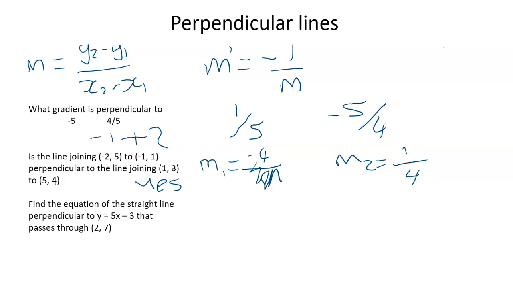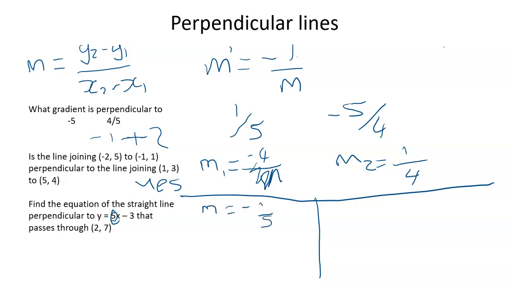And the last question: find the equation of the straight line perpendicular to this that passes through this point here. Well, there are two ways of doing this. It depends how you like to approach it. The first thing in both of them is to pick out the fact that the gradient is 5. So our gradient is going to be minus 1/5, because it has to be the negative reciprocal, since we want it perpendicular.